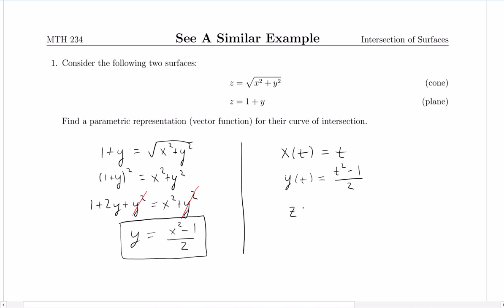Similarly, the z coordinate is very easy to figure out. Just use either of the two equations from the top that we were given at the beginning. The second one is a little simpler looking, so let's use that. z is equal to 1 plus y. So it's 1 plus, and y is written right above. y is (t squared minus 1) over 2.